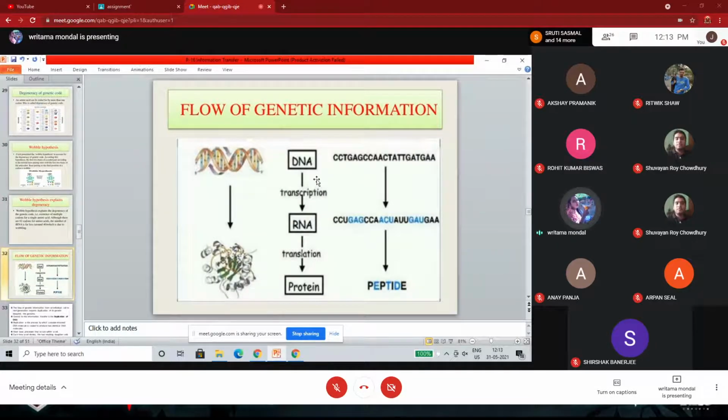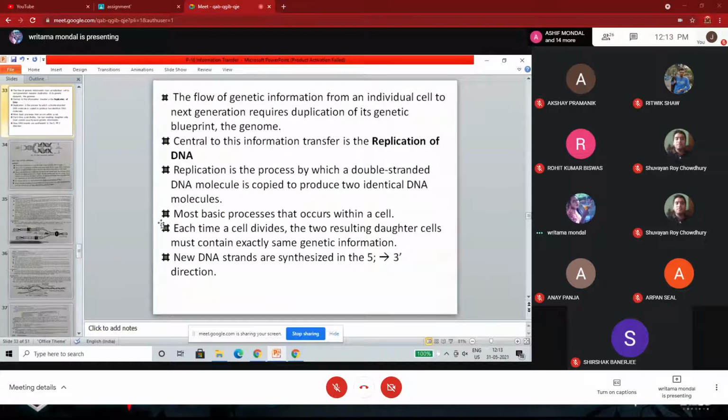The flow of genetic information occurs from DNA to RNA, RNA to protein. So first, DNA should be duplicated or replicated. Have you seen a video of DNA replication? I think you have all seen. So let's start the DNA replication or DNA duplication.